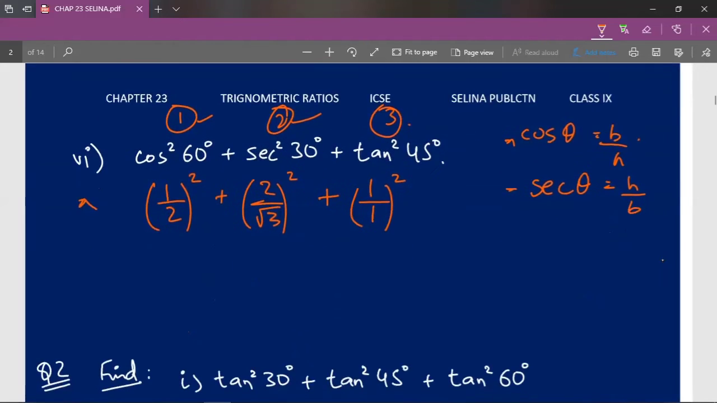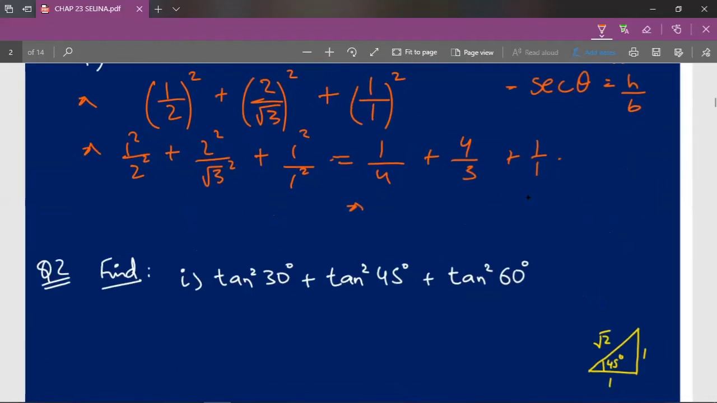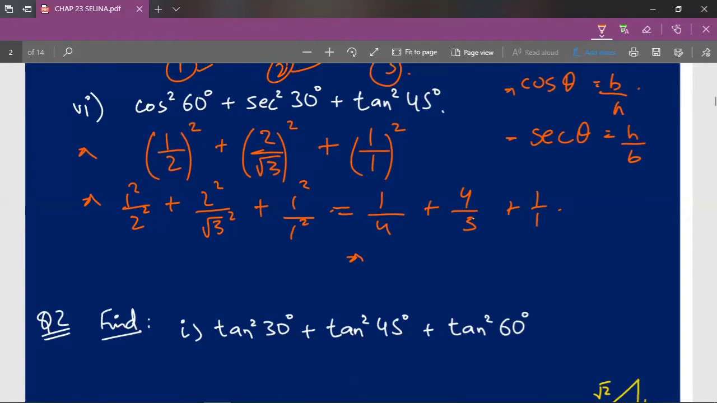Now 1 upon 2 whole square will be equal to 1 square upon 2 square, plus 2 square upon root 3 square, plus 1 square upon 1 square, which will be equal to 1 upon 4 plus 4 upon 3 plus 1 upon 1. Now here, in none of these fractions is the denominator equal, so all we have to do is find the LCM. So 4 3s are 12, and 12 into 1 is 12. So our LCM will be 12.